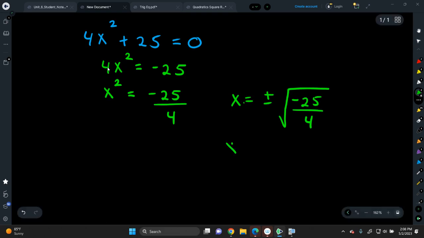Okay, what's that going to equal? 5 over 2, 5i. Square root of 25 is 5. The square root of 4 is 2. And I have a negative, so I have to put an i there.